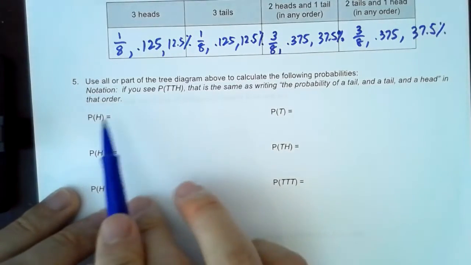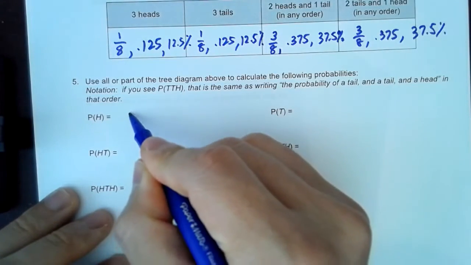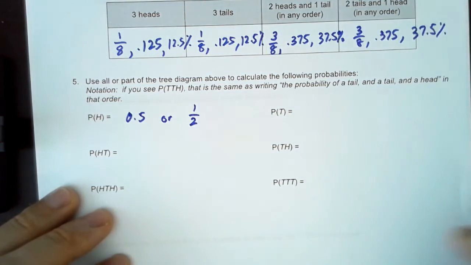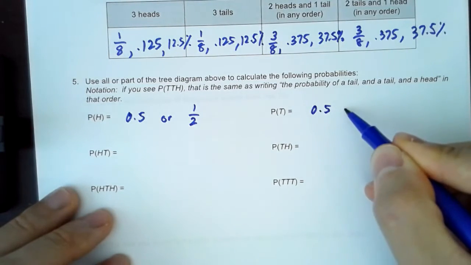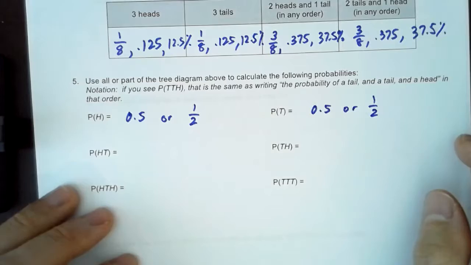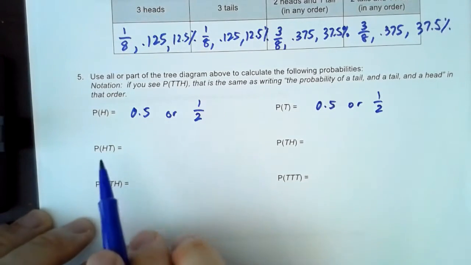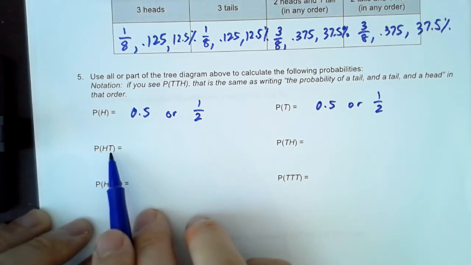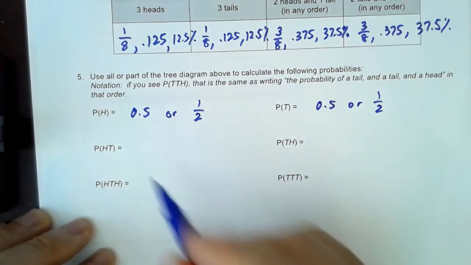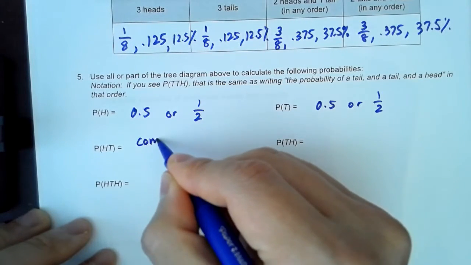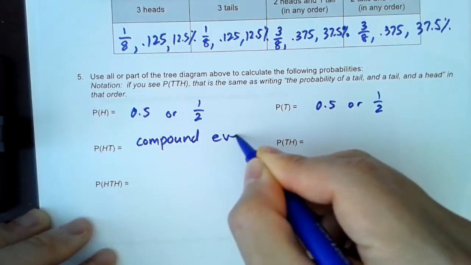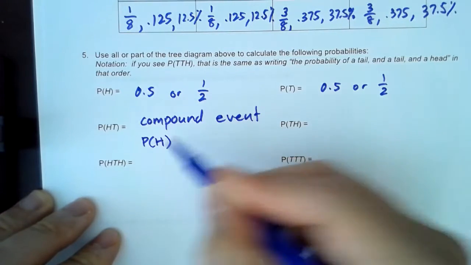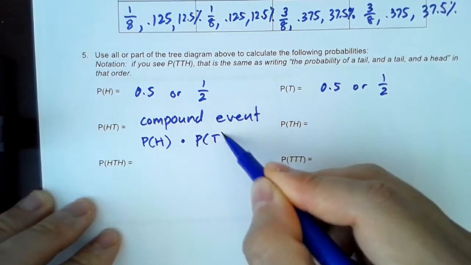So let's practice. The probability of heads, for a fair coin, is obviously going to be 1/2 or 0.5. The probability of tails is also 0.5 or 1/2, depending on what you're comfortable using. You can use a fraction or a decimal. But if you want the probability of heads and then tails, this is like saying getting heads and then tails. So let's write this as a compound event: you take the probability of heads and multiply it with the probability of tails.